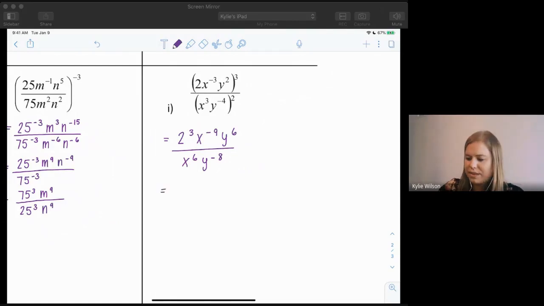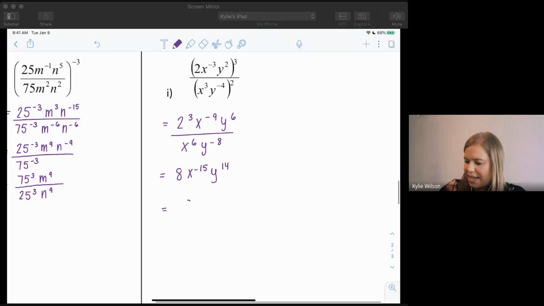So now let's simplify this a little bit. So we'll have 8. For my x's, I'm dividing, so I subtract exponents. So I have -9 minus 6. So that would be x to the -15. And y, 6 minus -8 will give me y to the +14. And now I need to move that x so that it has a positive exponent. So it has to live in the denominator. So that is my final answer.